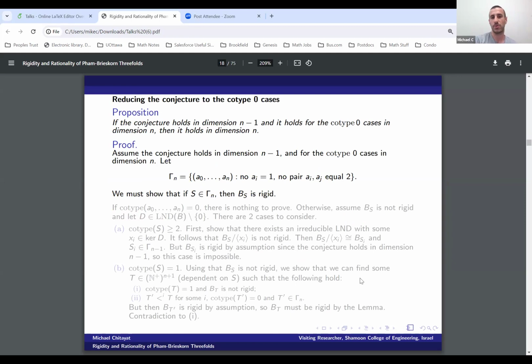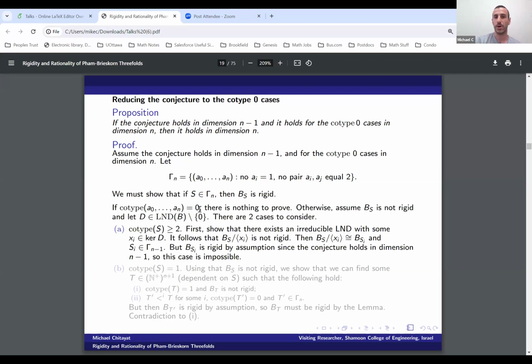Assume the conjecture holds in dimension n-1, and assume it holds also for the cotype 0 cases in dimension n. And we let gamma n be the set of tuples such that no Ai equals 1 and no pair of distinct Ai, Aj equal 2. Our goal is to show that if S is in gamma n, then the associated Pham-Brieskorn ring is rigid. If the cotype is already 0, then there's nothing to prove because we assume that the conjecture holds for the cotype 0 cases. Otherwise, let's assume that our Pham-Brieskorn ring is not rigid, and we will derive a contradiction.